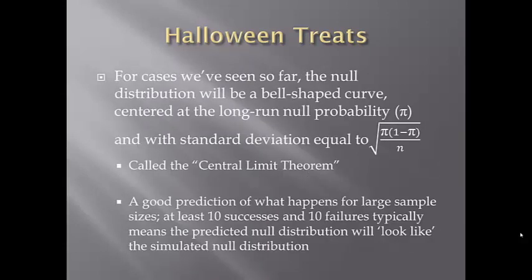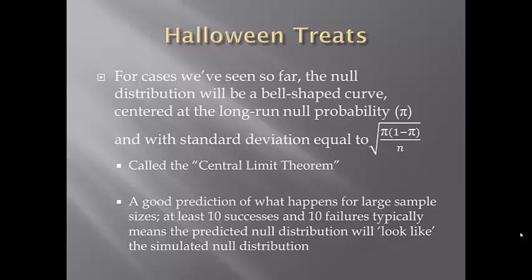For cases we've seen so far, the null distribution will be predicted to be a bell-shaped curve centered at the long-run null probability and with a standard deviation equal to the square root of pi times 1 minus pi over n. This is called the central limit theorem. It's a good prediction of what happens when the sample size is large. That is, when you have at least 10 successes and 10 failures.